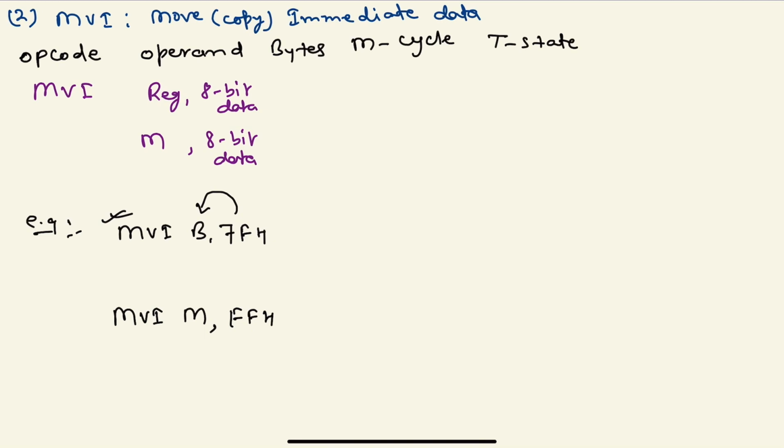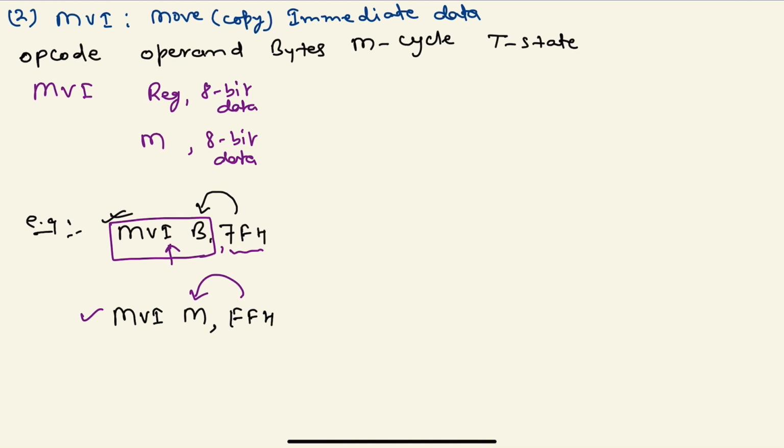First of all, we should find their size in terms of bytes. As I explained earlier, MVI B has an 8 bit code, called the opcode, and 7FH is the 8 bit immediate data. The I denotes immediate data, and MV denotes moving or copying of this immediate data into the destination register or memory. In the instruction MVI M comma FFH, it will copy the immediate data FFH into the memory location whose address is held by the HL register pair.